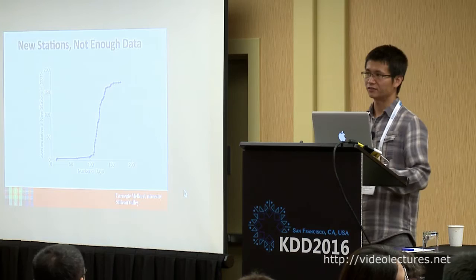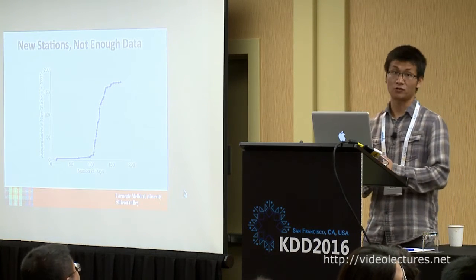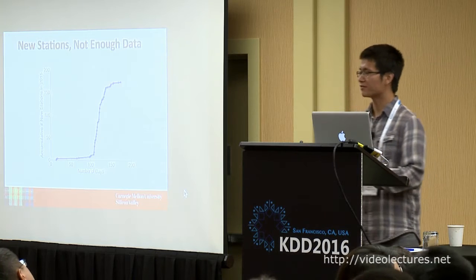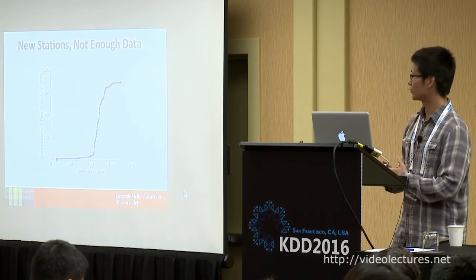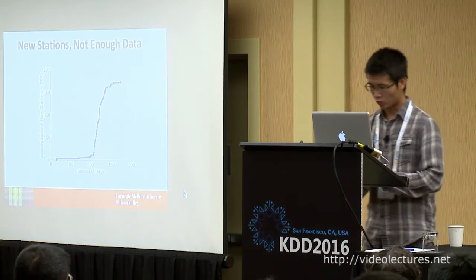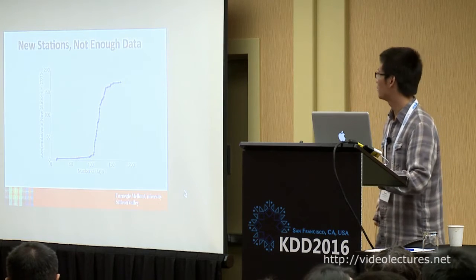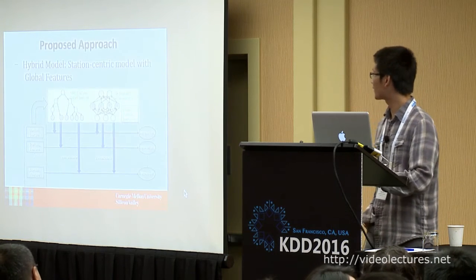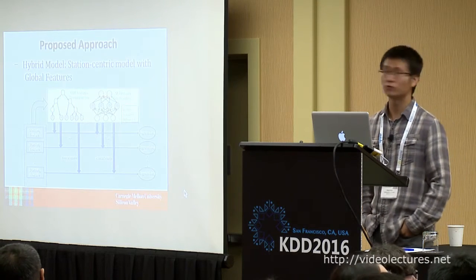For the new stations, there is only a little data for training. It's not enough to build a robust regression model. So we thought of another way to achieve better performance. And then we propose the hybrid model, the station-centric model with global features.